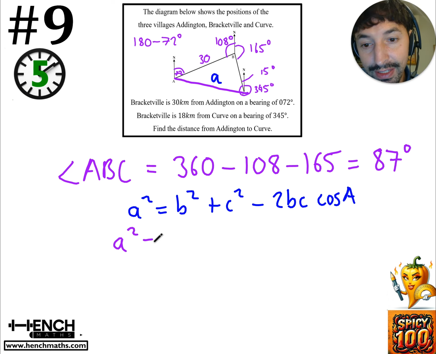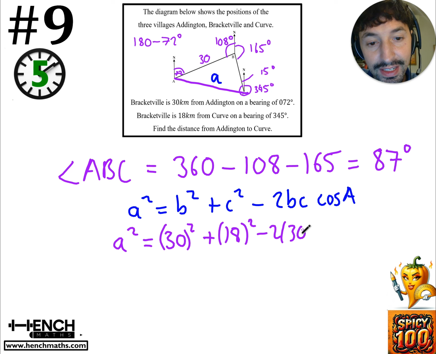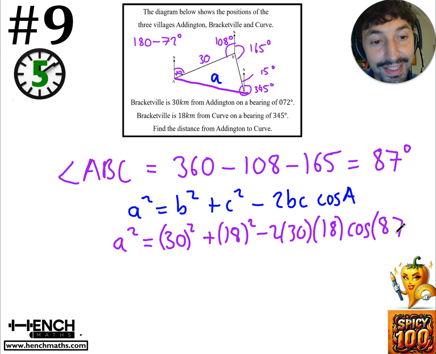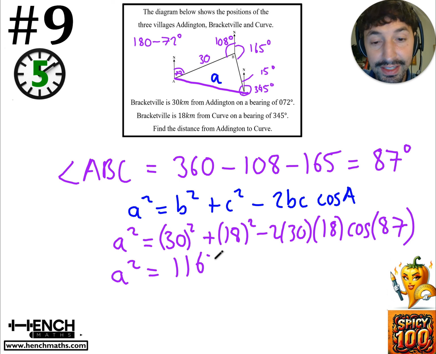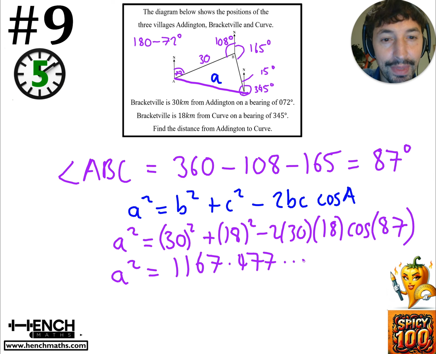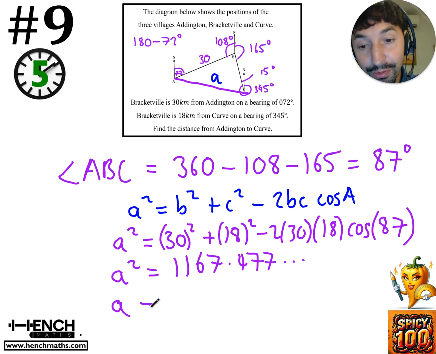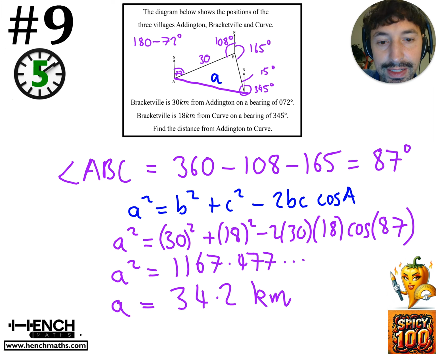So a squared is going to be equal to 30 squared, put everything in brackets, plus 18 squared minus 2 times 30 times 18 times cos of our angle, which we worked out was 87. So a squared equals 1167.477, few more decimal places, and then we're going to then square root that. So a equals the square root of this, and we get 34.2 kilometers to 3 significant figures.